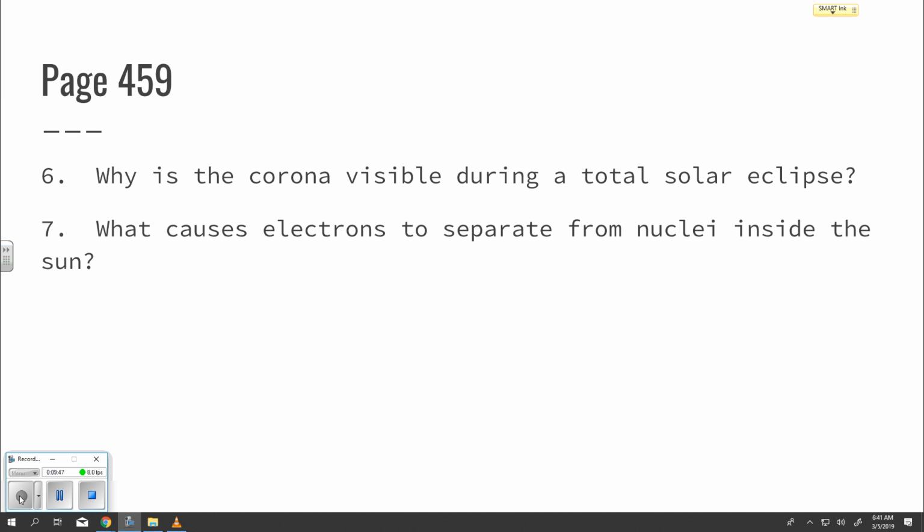Question 6, why is the corona visible during a total solar eclipse? Answer, the moon blocks the photosphere. The moon blocks the photosphere.